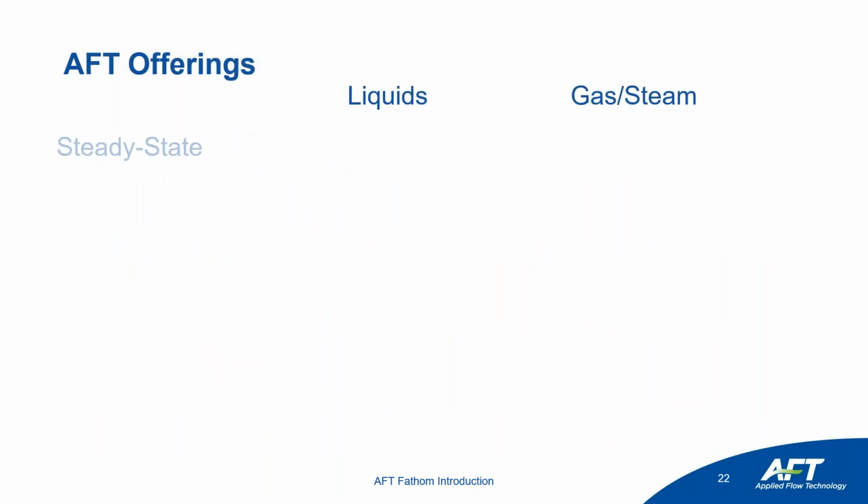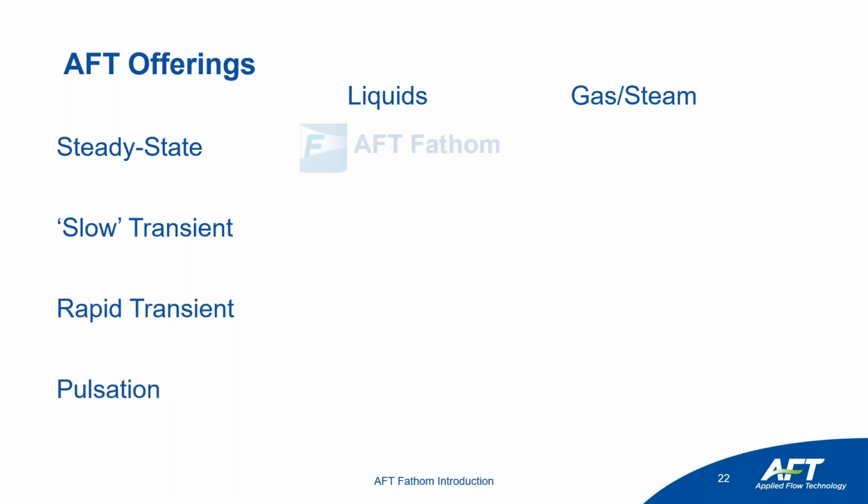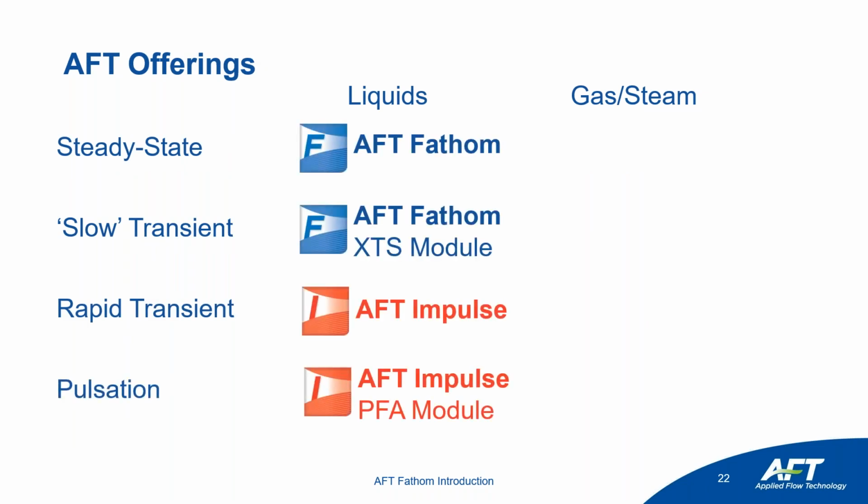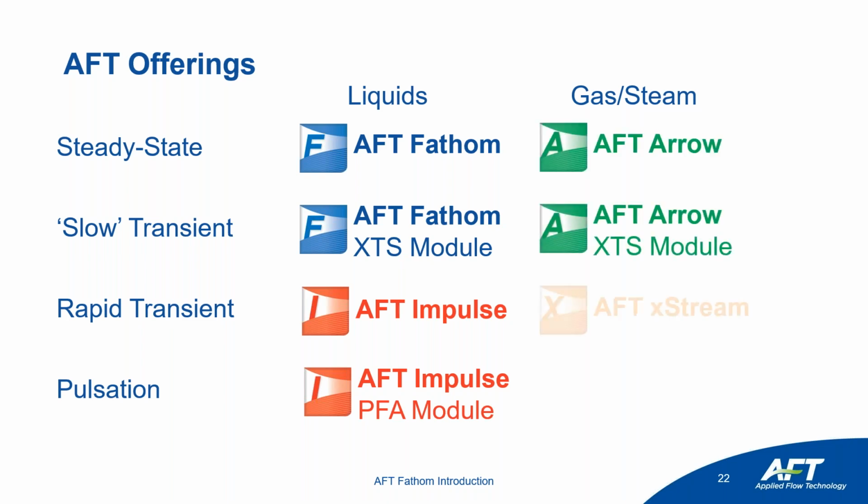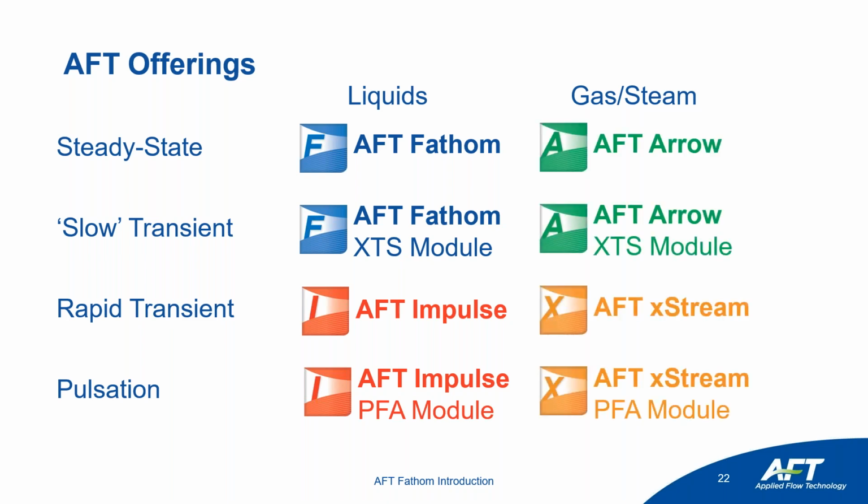Note what we talked about today is AFT Fathom, which again is our liquid steady state tool, but we can also model those slow transients like tank filling or tank draining, rapid transients for water hammer analysis or surge analysis, and then also pulsation in those liquid systems. We have similar complementary products for gas and steam.